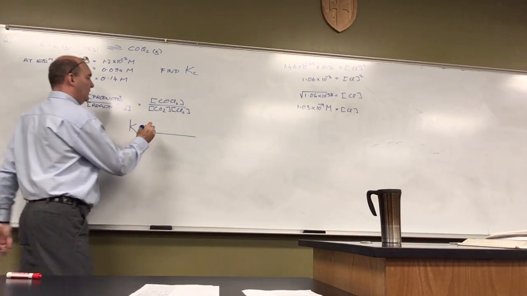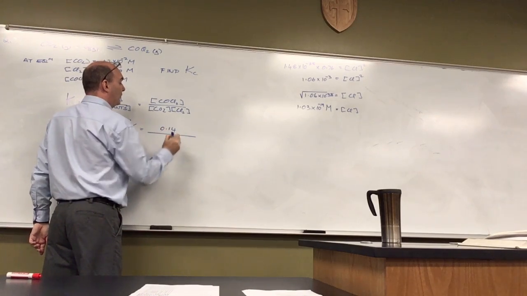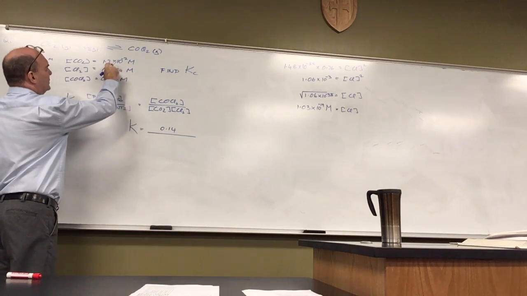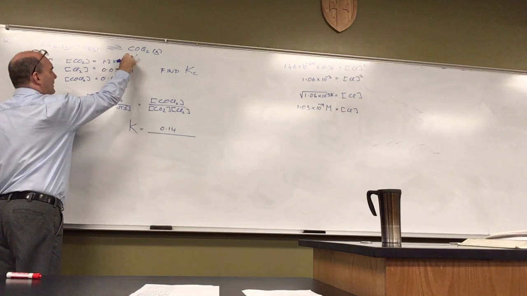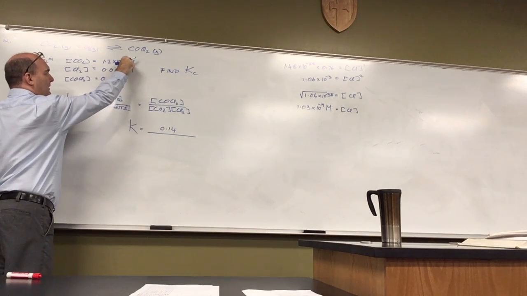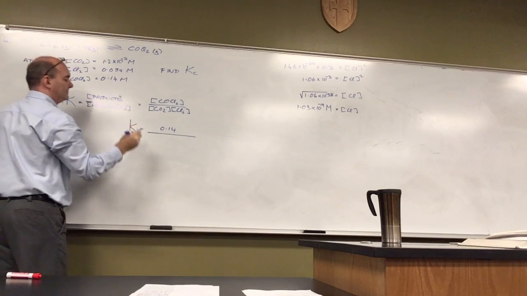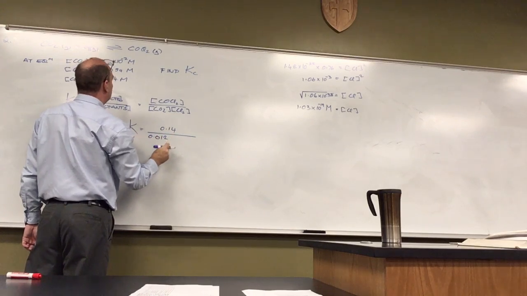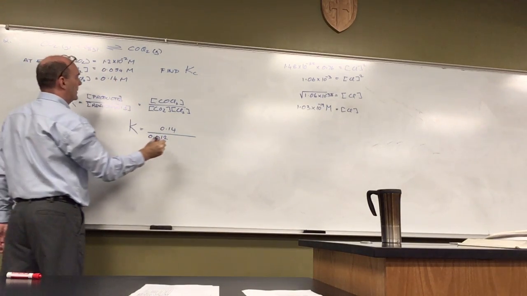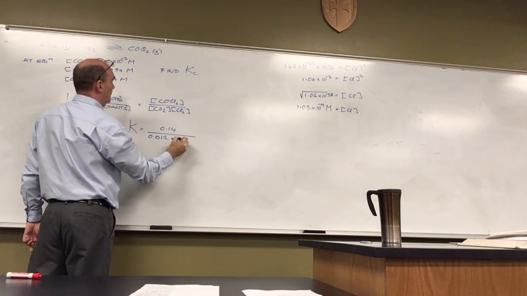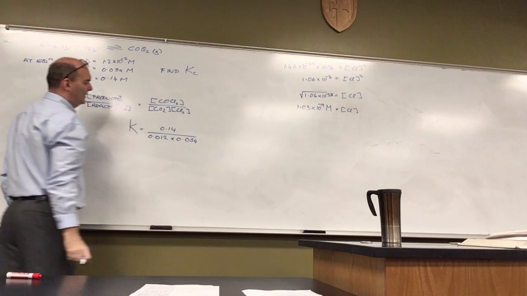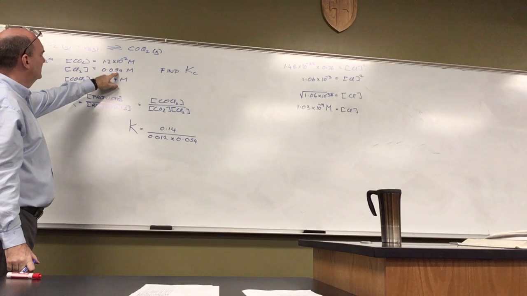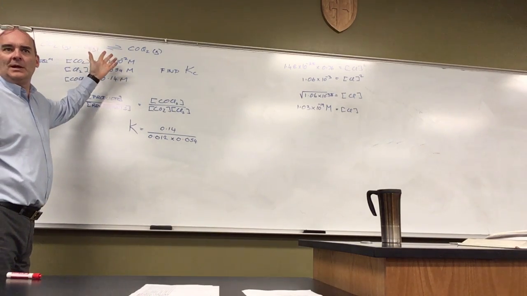So K equals the concentration of COCl2, 0.14, divided by 1.2 times 10 to the negative 2, times 0.054. I've never been a fan of that. I mean, why would they do it for one and not for the other? They didn't do it for this. I don't get it.